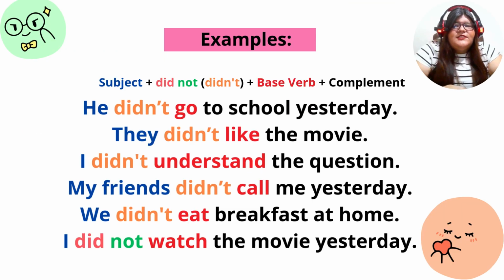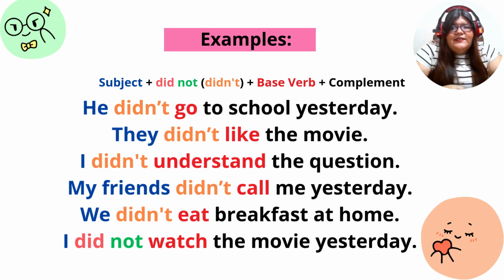Now let's see more examples. We have subject plus did not, or the contracted form didn't. It's up to you which you want to use, guys. Then we have the base form of the verb, and then we have the complement. If you see here, he didn't go to school yesterday.